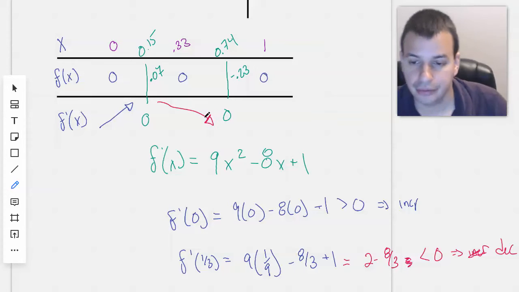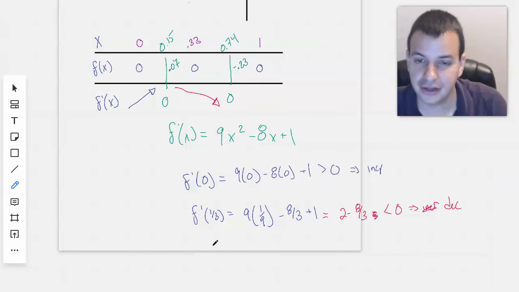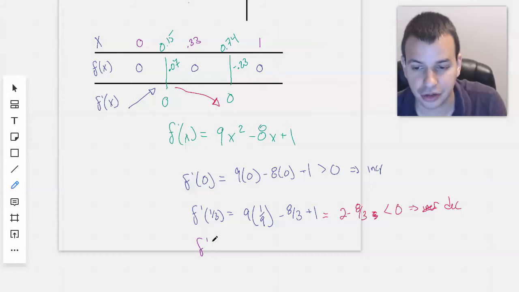Okay, now we're going to pick another point to the far right. I'm going to use 1 just because it is convenient, because we're just looking for a greater than or less than 0.